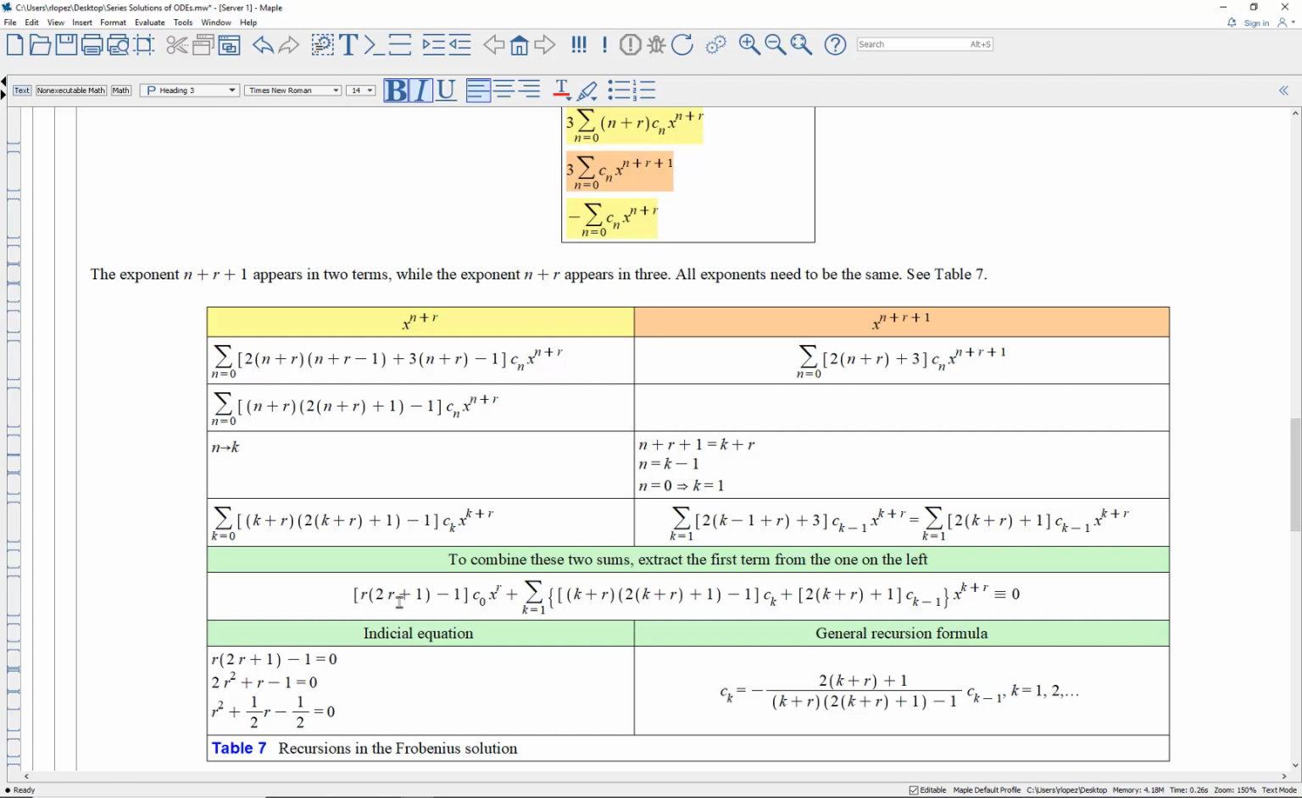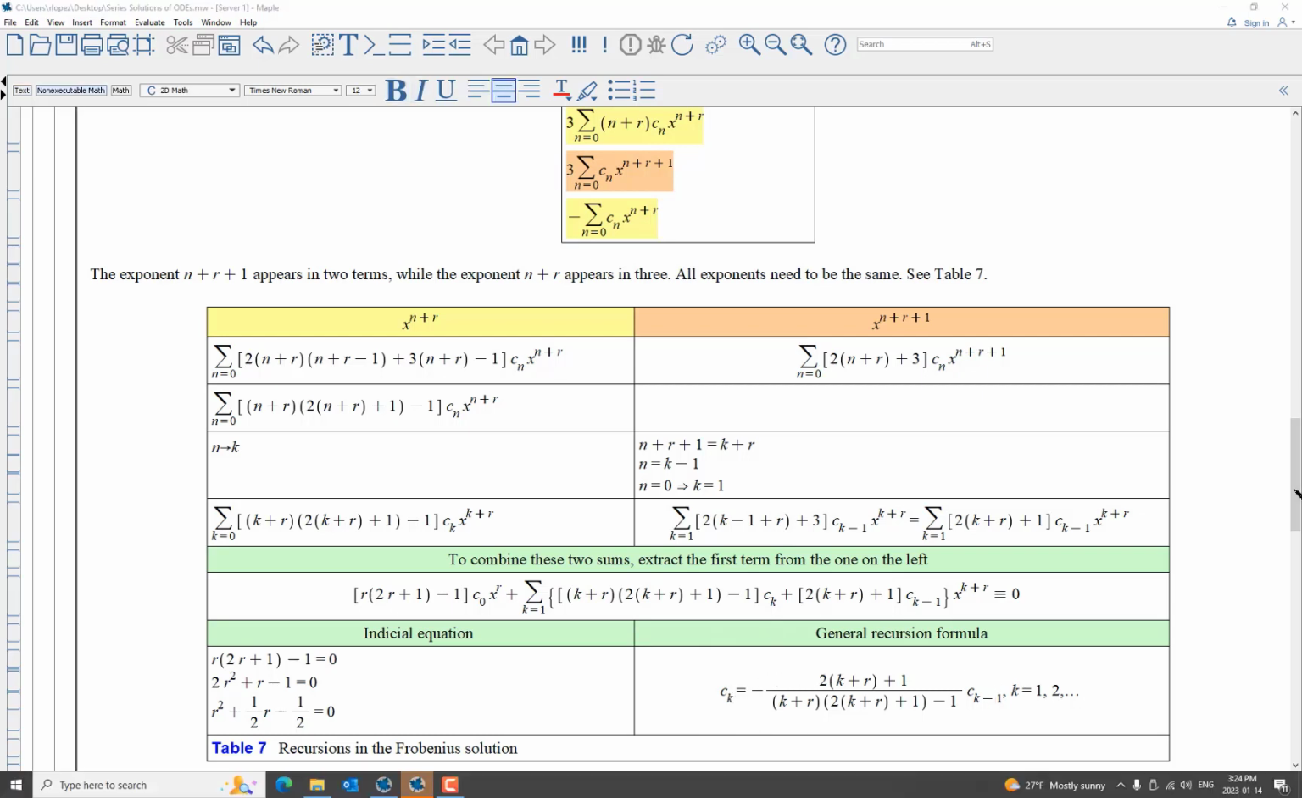This is what it looks like. This is the initial equation. And if you manipulate it, you'll see that it's the initial equation we solved earlier. This term tells you what this series will look like. This piece gives you the recursion. And it turns out that ck is a multiple of ck minus 1.